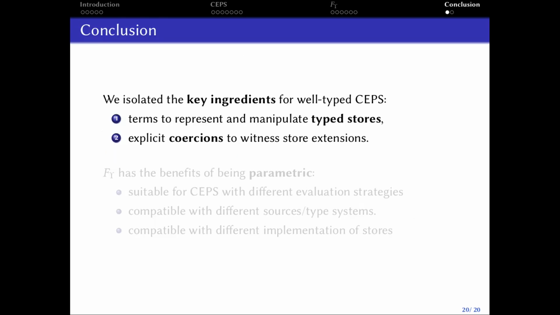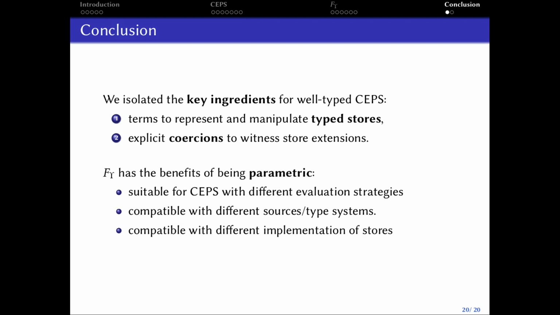To conclude, we believe that we managed to isolate the key ingredients to define well-typed CPS. The first thing is to have terms to represent and manipulate type stores, and the other one is to have a mechanism of explicit coercions. Then we show that our calculus, our proposition F epsilon, has the benefits of being really parametric. We can use it for different CPS, we can use it with different source type systems, and also, we don't know if that can be of any use, we can use it with different implementations of stores.